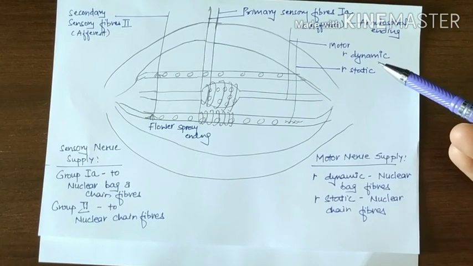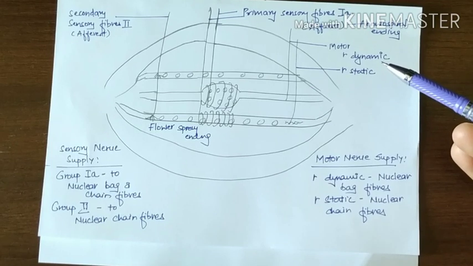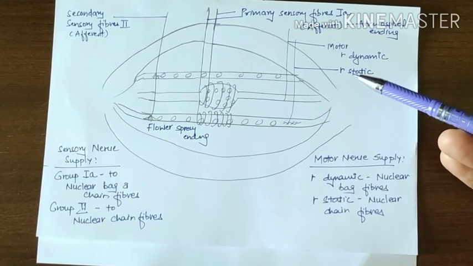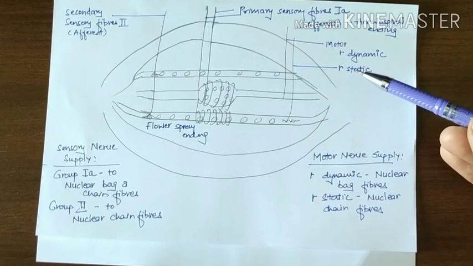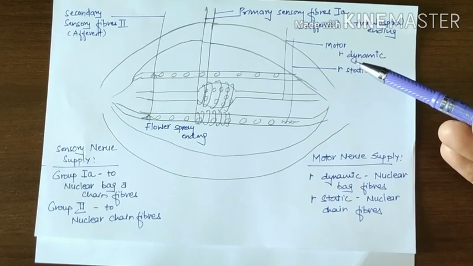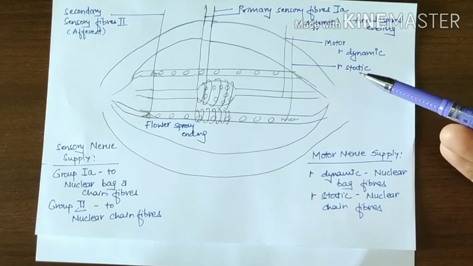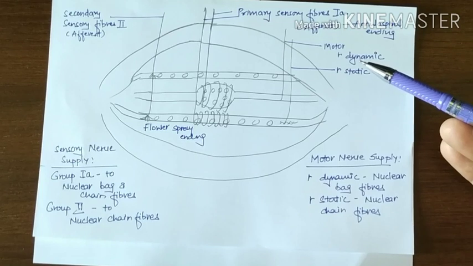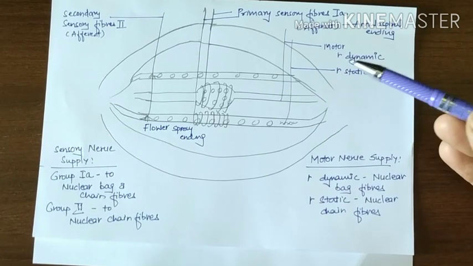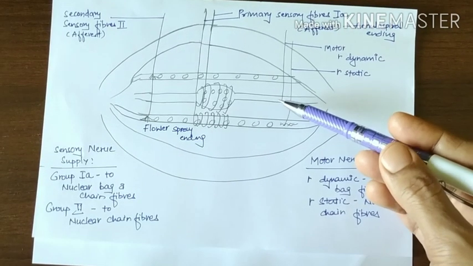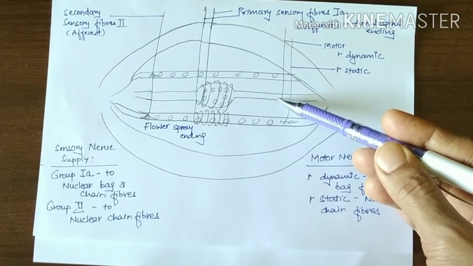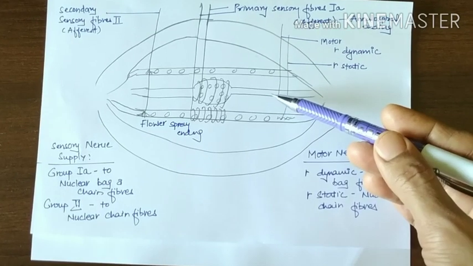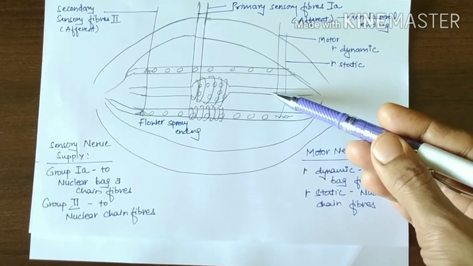Motor or efferent fibers to the muscle spindle are gamma fibers. They supply intrafusal fibers. These gamma fibers are again of two types, dynamic gamma fibers and static gamma fibers. Dynamic gamma fibers innervate striated poles of the nuclear bag fibers. You can see here this one. And they are in the form of plate and therefore they are known as plate endings.